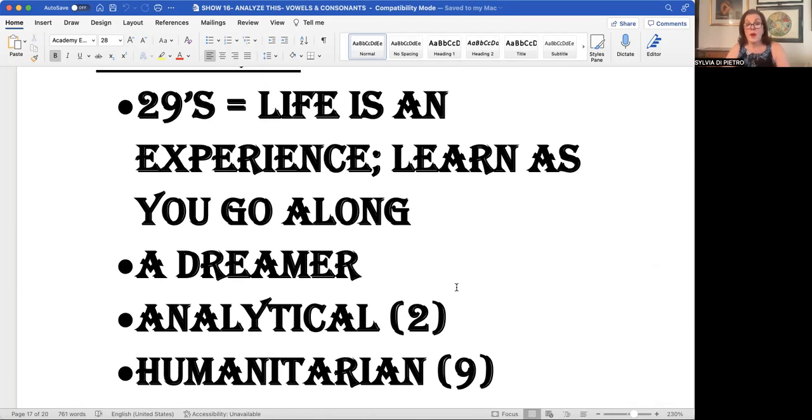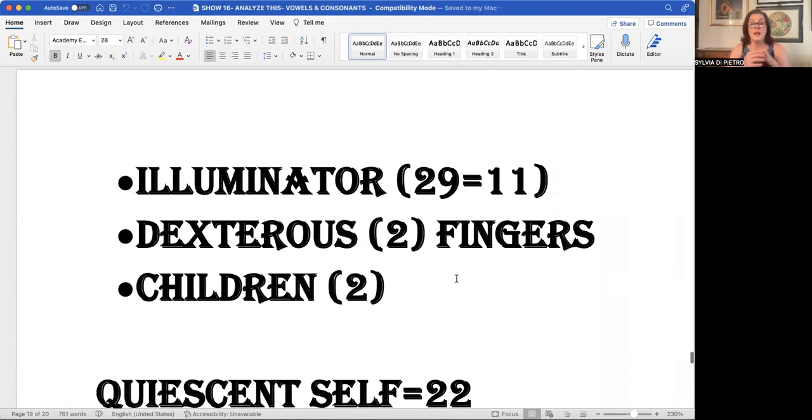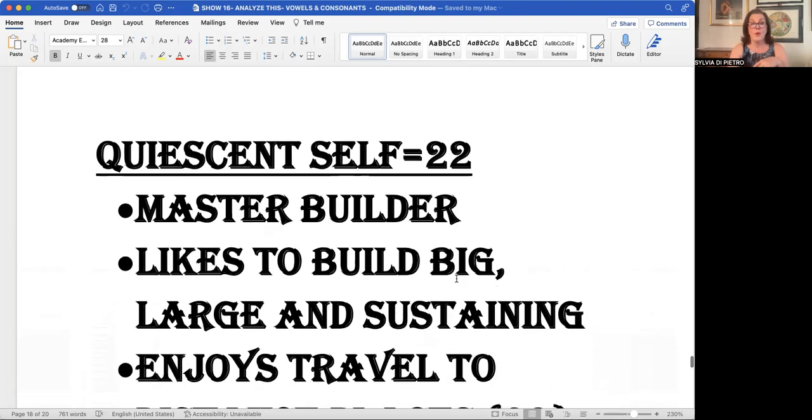The 29 in the vowels says life is an experience. I'm learning as I'm going. I'm a dreamer, I'm analytical, but I am humanitarian in nature. I love to illuminate life and qualities. You can see that I'm doing this right on this show. I am dexterous. I have a little bit of an artistic element in myself. Other people say I have a big artistic element in myself, huge artistic element. I am not that confident. And children, I adore children, especially my own child and my own grandchildren.